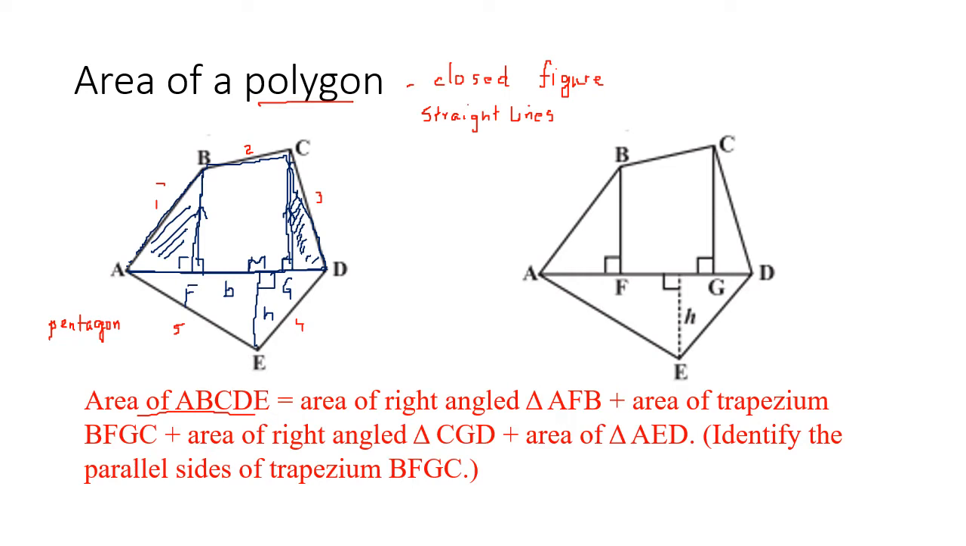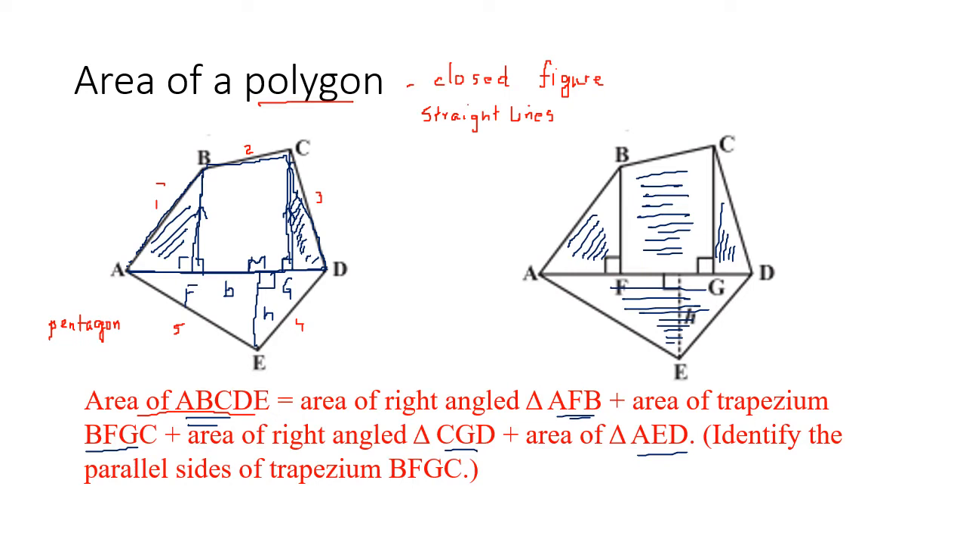So the area of the entire polygon ABCDE is the area of triangle AFB, plus the area of trapezium BFGC, then the area of triangle CGD, and the area of triangle AED. When we add these four areas together, then we get the area of the entire polygon.